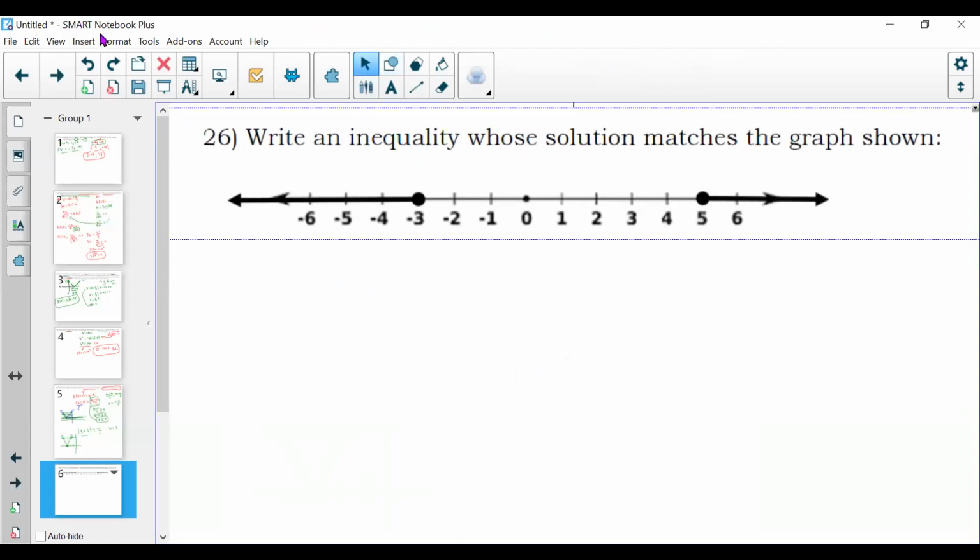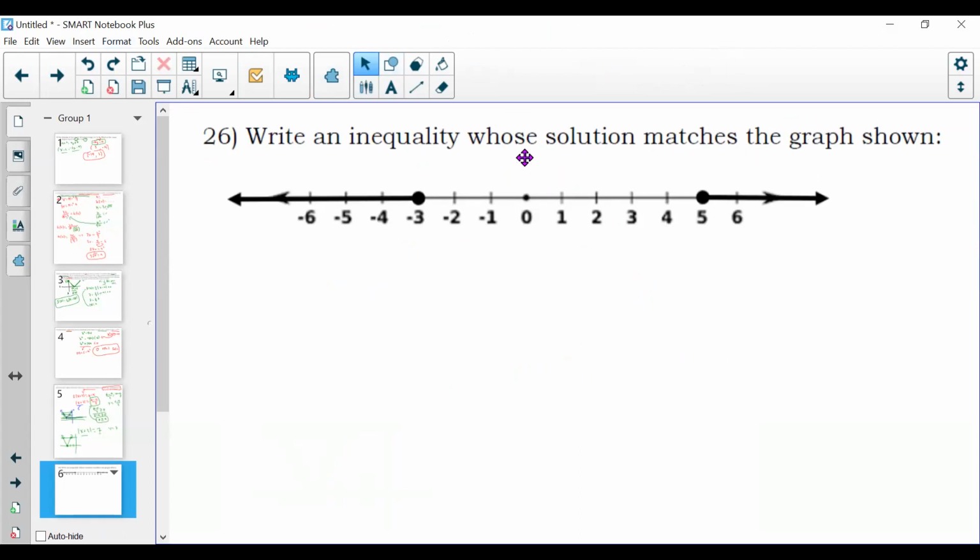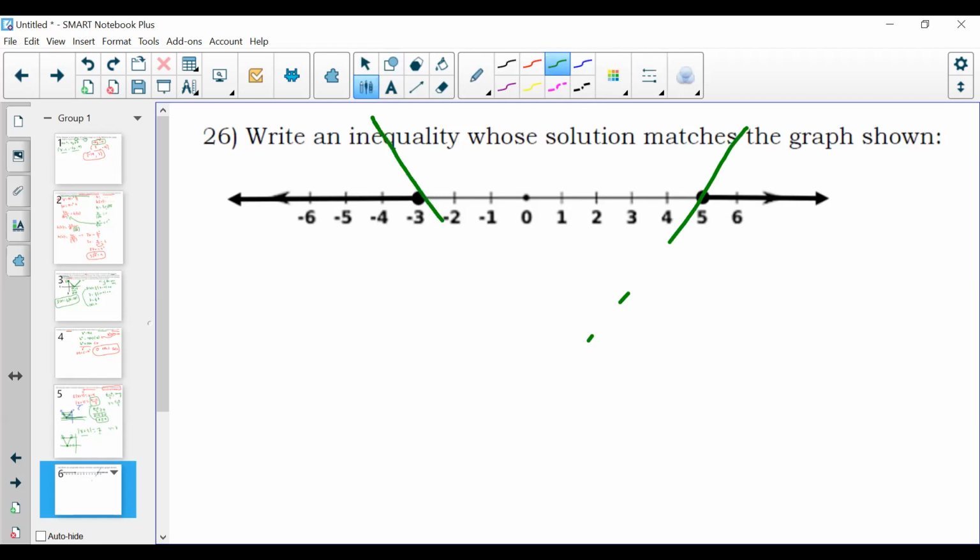All right, so for number 26, it says write an inequality whose solutions match the graph shown. In other words, I need to write an inequality where this is the solution, right? To figure this out, a way to see it is that it's an absolute value. So I'm going to have some kind of graph that goes like this, and my solution is when I'm above this line. So I want to figure out what this vertex is. This isn't drawn to scale, but the vertex is the midpoint between these intercepts. That's how you want to do it.